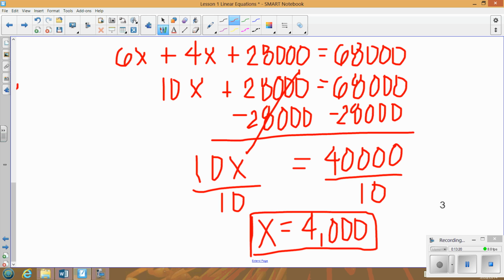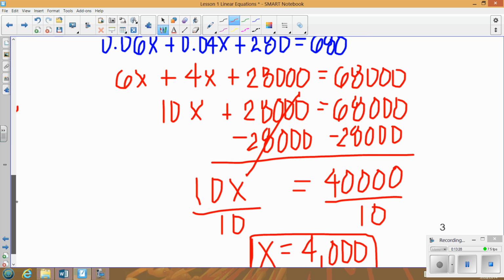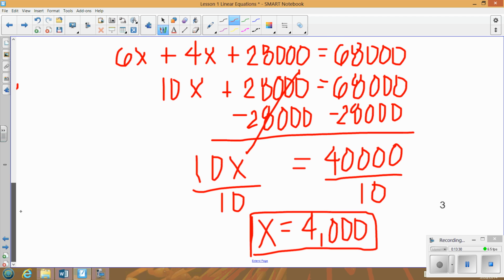And you would have gotten the same answer if you would have kept the decimal. So it's definitely not mandatory that you take care of these decimals and get rid of them. It's just a strategy to try to help make the math a little bit easier. And then again, you always want to check your solution. Make sure you have the right answer. Okay? Couple other examples and then we'll be done with this.